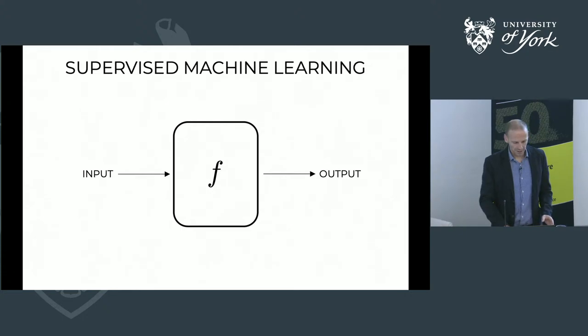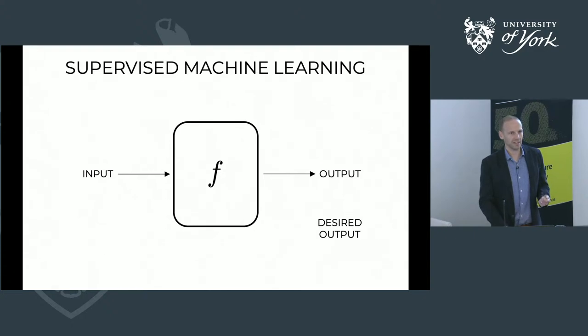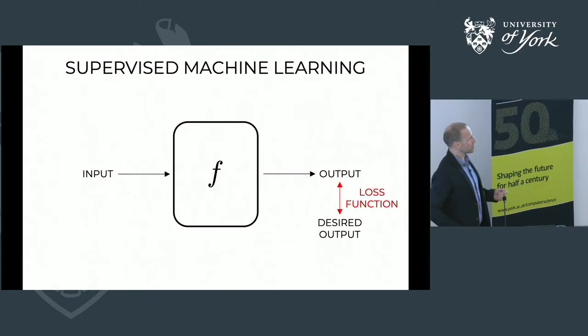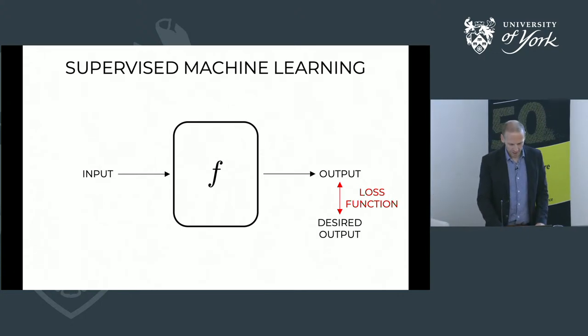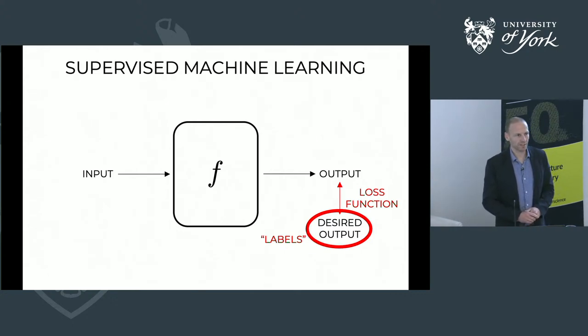And the way it does this is that you're providing desired output. So for that particular input, you're telling it the output that you wanted it to produce. And you need to also provide a loss function, a way of measuring how well your machine is doing on that particular input. This desired output we call a label, and this is key in supervised machine learning. We have to provide the labels.